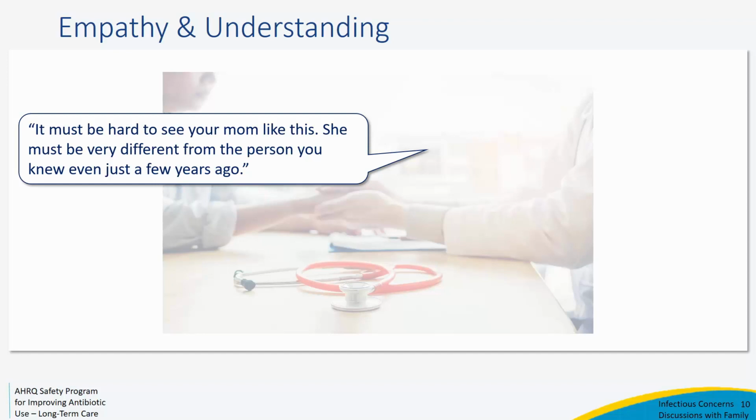Remember that while family members may have a lot of requests and can sometimes seem difficult, it is usually because they are worried or concerned about someone they love very much. They may be grieving the loss of the mother or significant other they've known, who is now harder to recognize with dementia. There are likely other strong emotions at play, like fear, anger, and guilt.